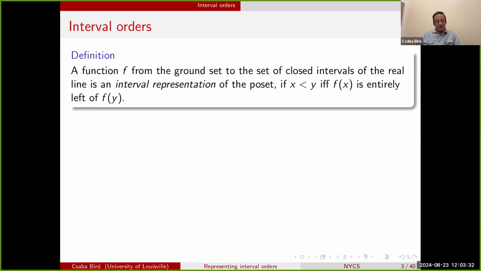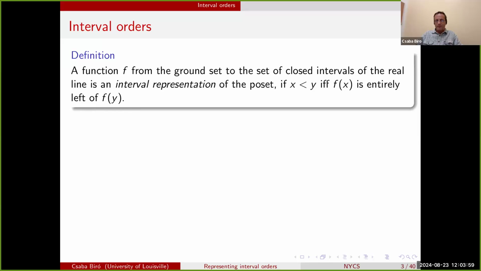So what are interval orders? Interval orders are a special class of posets. And first, we will define an interval representation for posets. It's a function from the ground set, the set on which the partial order is defined, to a set of closed intervals of the real line.